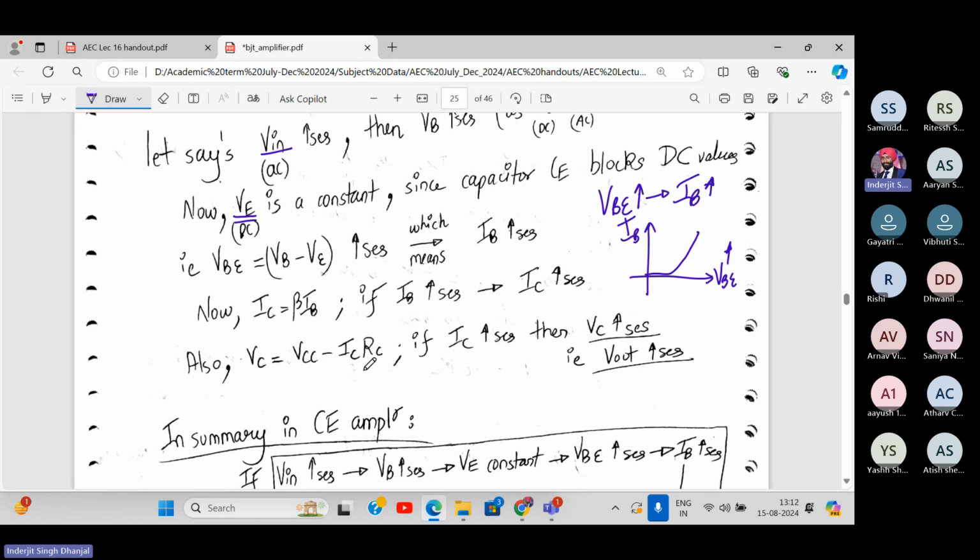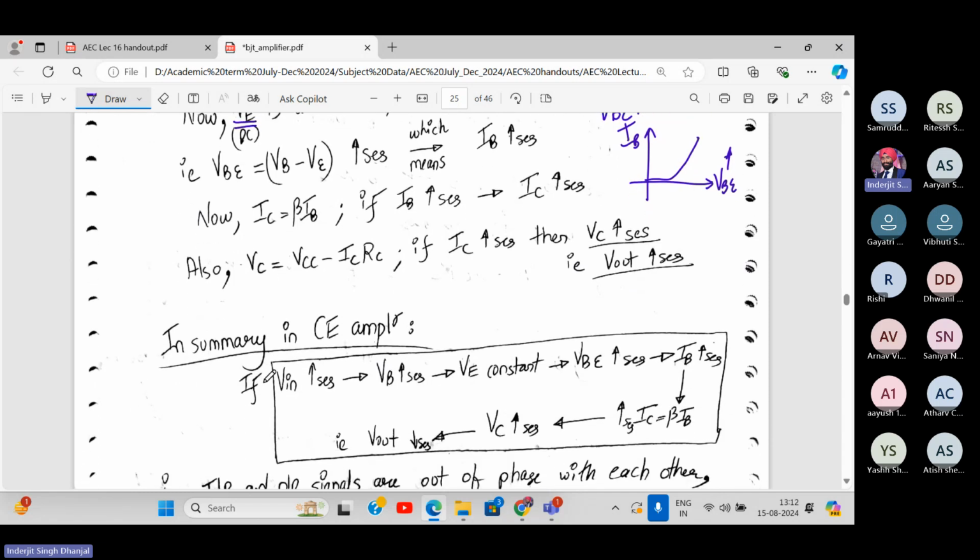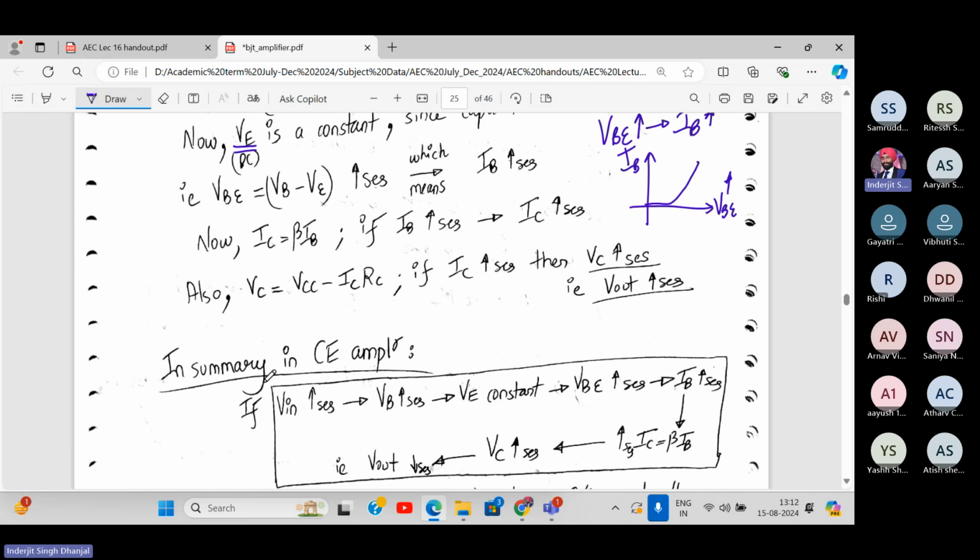If IC increases from here, what happens to VC? VC reduces, no? Yes or no? Or VC increases? Increases or reduces? Come on, tell me fast. Hello.